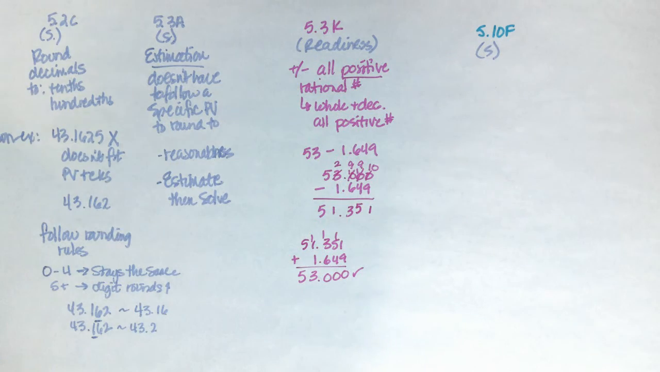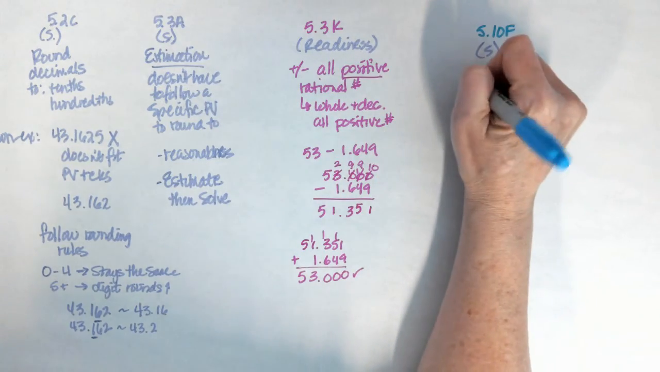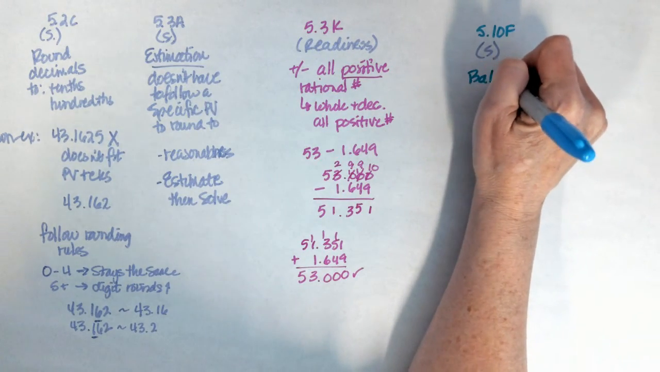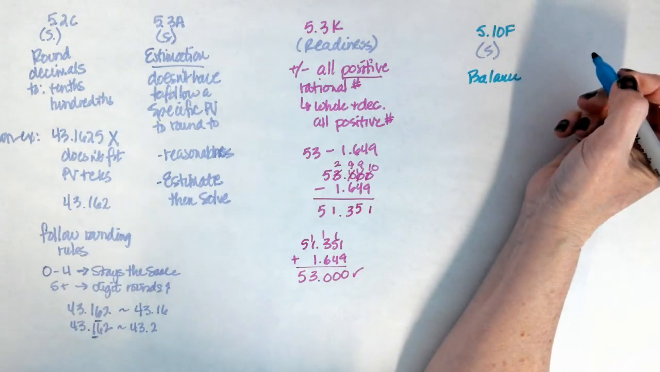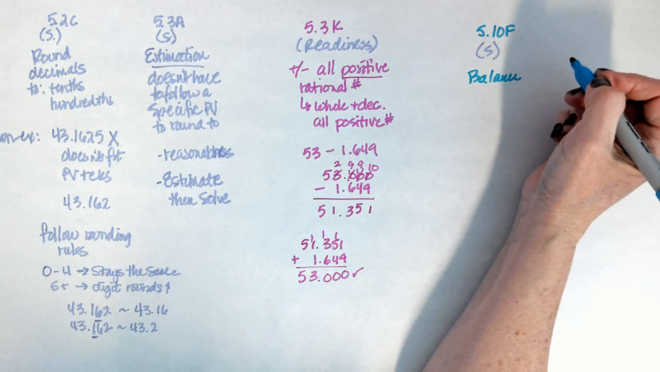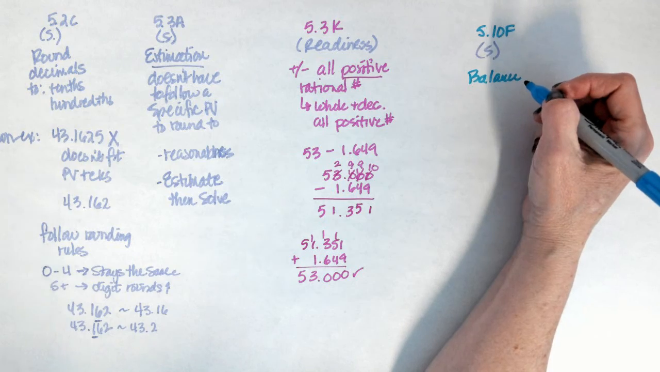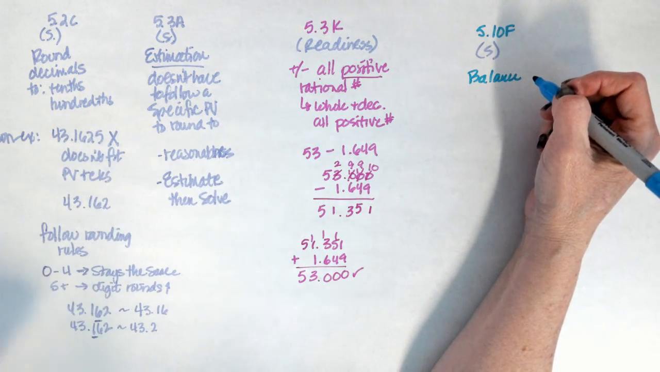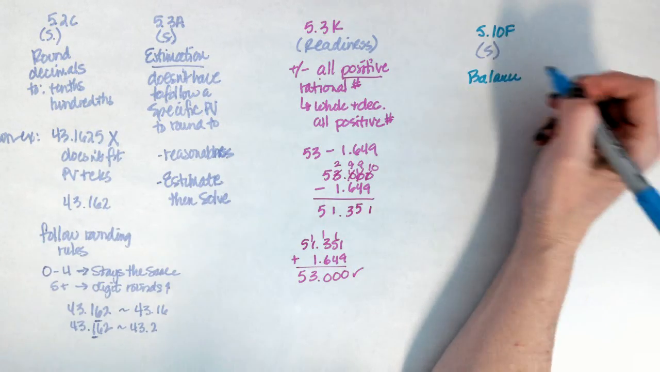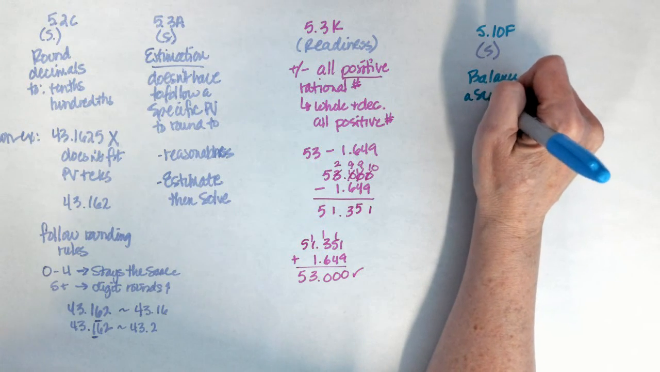Okay, and then the last standard in this unit is 5.10F, which is balance a simple budget. And I know that this is part of the personal financial literacy TEKS strand, but for us it makes perfect sense to balance a simple budget when we're adding and subtracting decimals because we're working with money. Balance a simple budget.